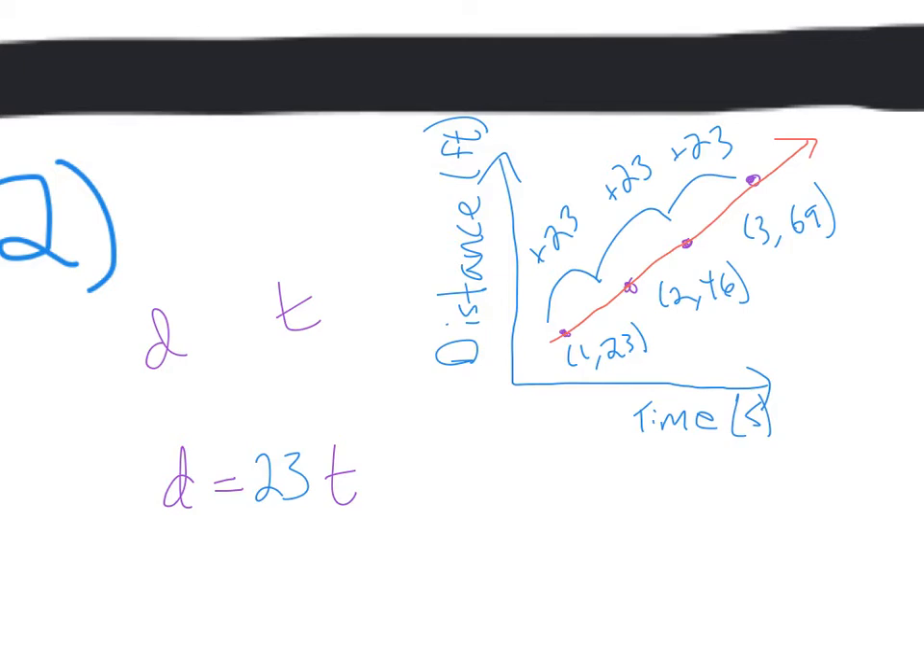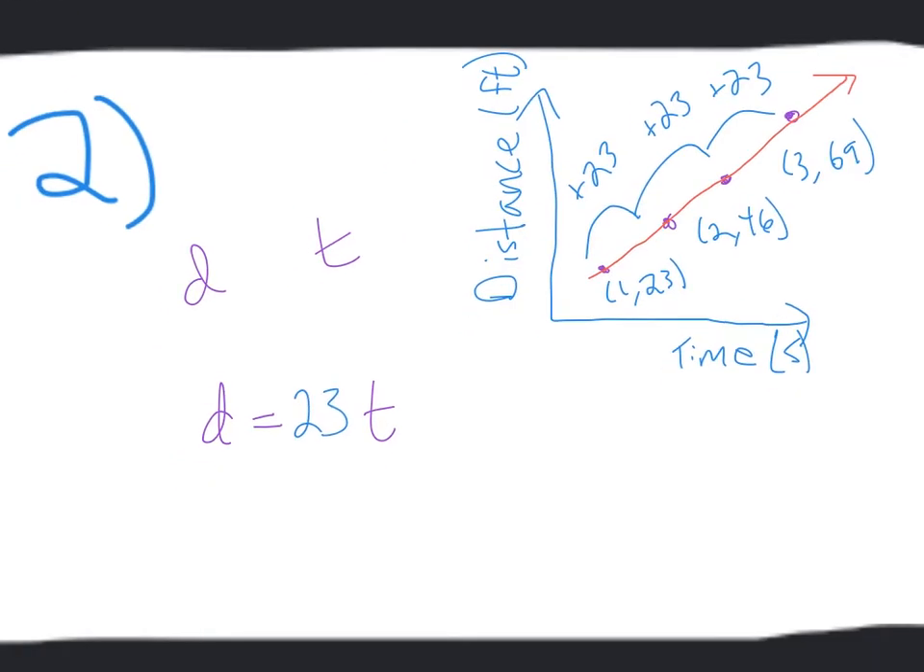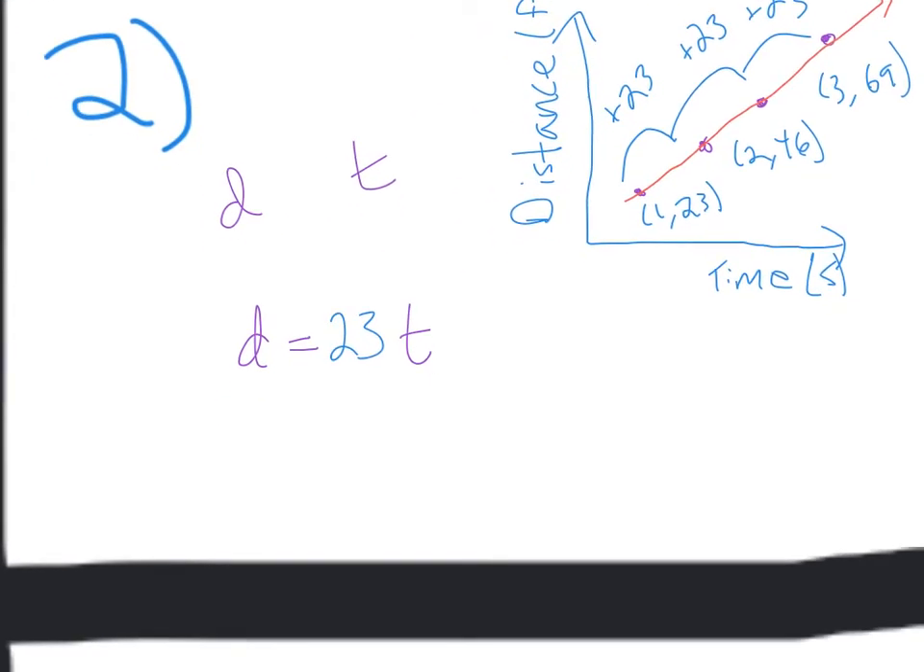Then it says use the equation to determine how far the dragonfly can travel in 1 minute. So I've got my equation, D equals 23T. 1 minute I know is how many seconds? Yes, you guessed it. That's equal to 60 seconds. And since my time is in seconds, I can just go ahead and replace T with 60 and figure out how far that dragonfly went.